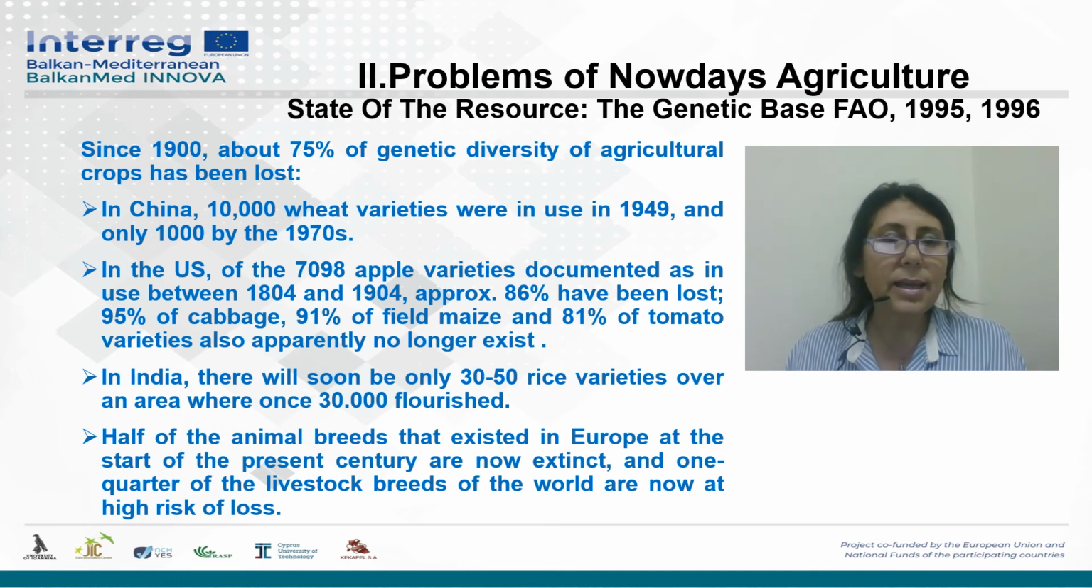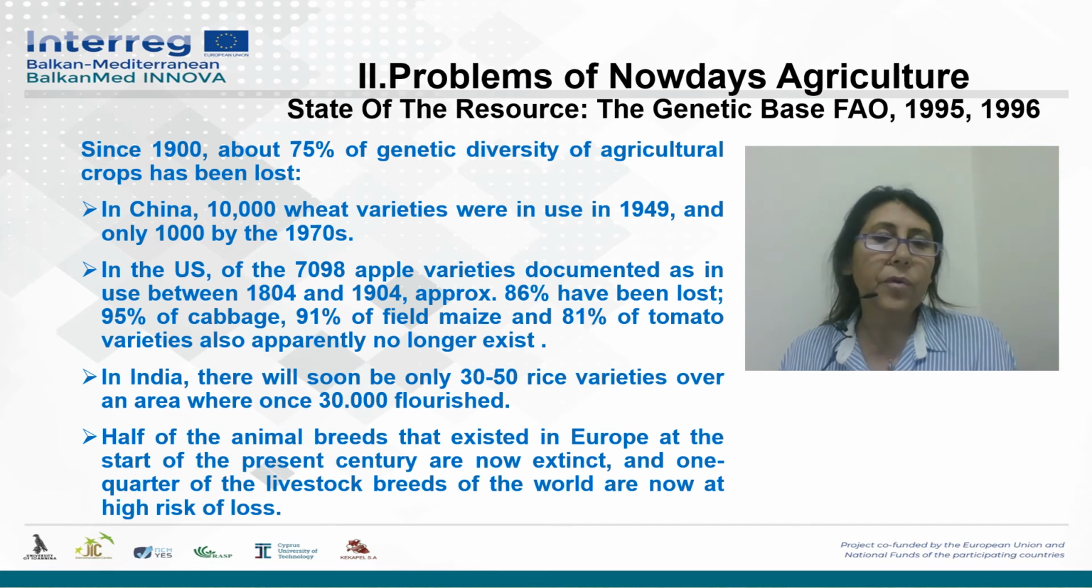In the United States, of 7,098 apple varieties documented as in use between 1804 and 1904, approximately 86% have been lost. 95% of cabbage, 91% of field maize, and 81% of tomato varieties also no longer exist.